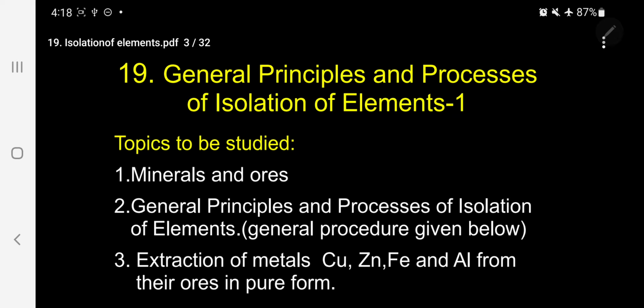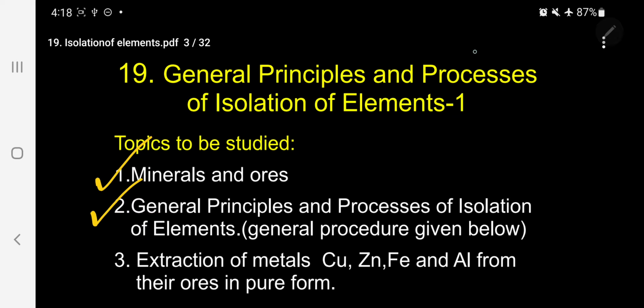Coming to the general principles and process of isolation of elements, what are the topics you have to study? First, number one, what is the difference between minerals and ores? What are the names and formulas of the important ores as per our syllabus that you have to memorize? Number two, general principles and process of isolation of elements.